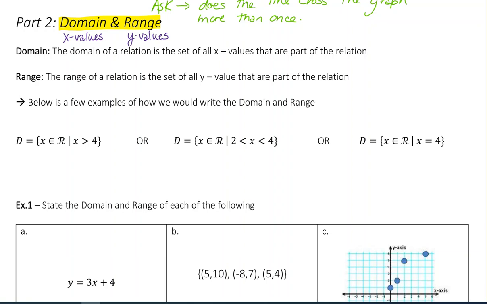Below is a few examples of how we would write the domain and range. So this is new notation and symbols for everybody, so we'll go through this. Every part of your domain and range is going to be listed with this portion here, right at the start. Okay, as you see, it's the letter D, so that one refers to domain. If I wanted to write range, then I would write it like such.